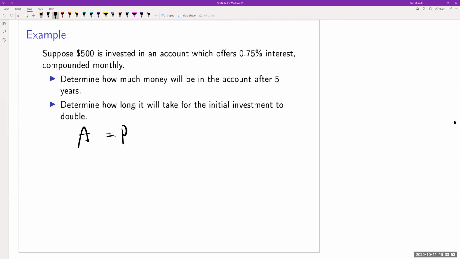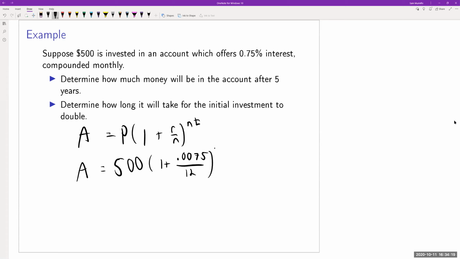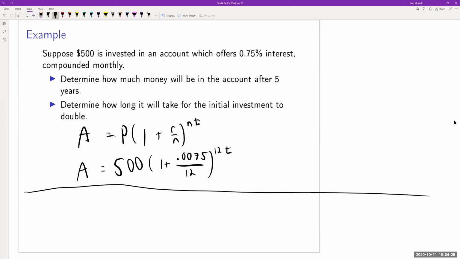So we will be using the P times 1 plus r over n to the nt formula. We can fill in some amounts that will be the same. The initial investment was $500. The interest rate is 0.0075. Remember, since it's given as a percent, we'll want to change it to a decimal. And the number of times compounded is 12. Thus, we'll just have to figure out for each piece what we know and what we don't.